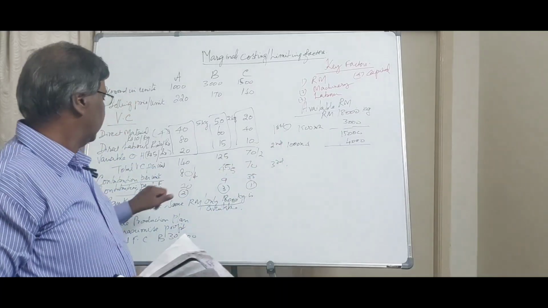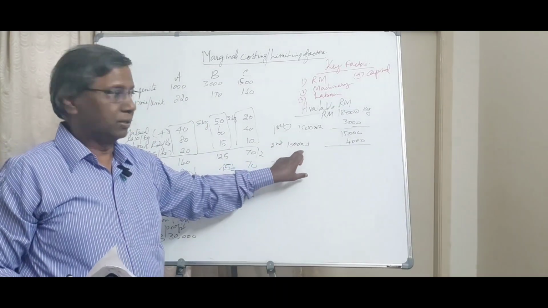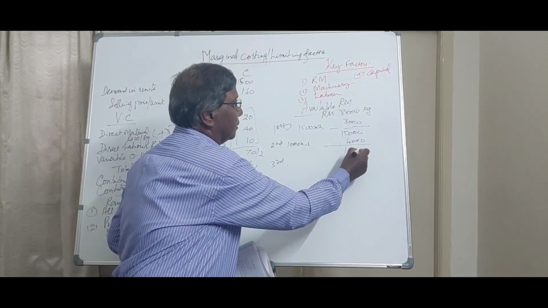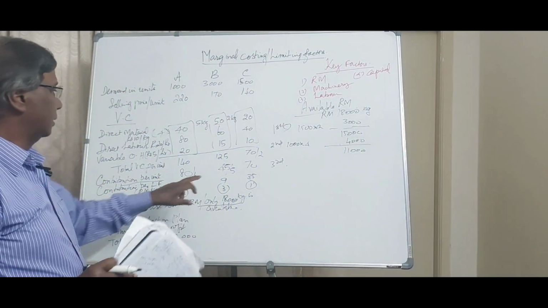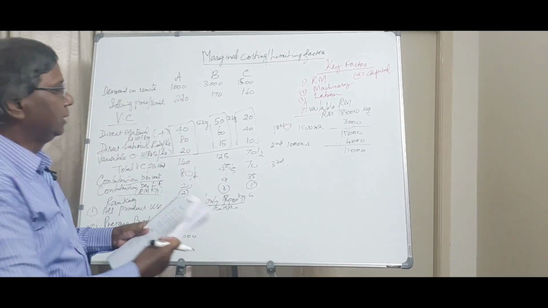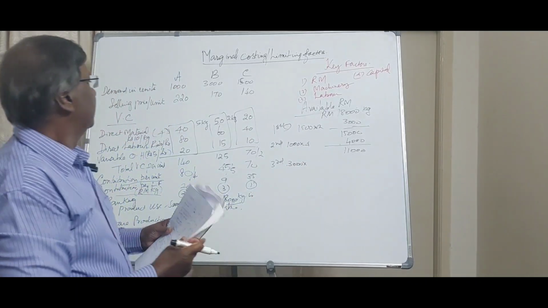Now I am going to take A. A is 4,000 kgs totally. So what is left out is 11,000. Now I am coming to the last, the third. How much are they asking? 3,000. So 3,000 into 5.